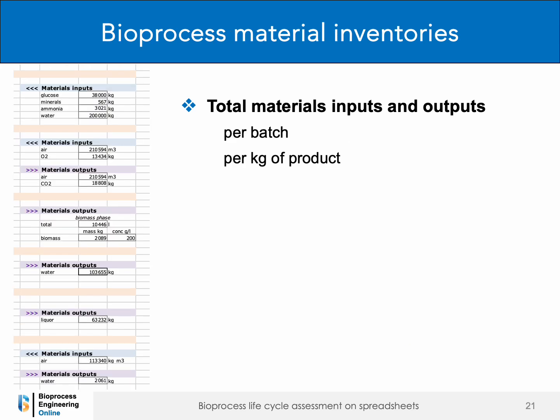Through the aggregation of mass contributions from the involved unit operations, the mass inventory spreadsheet establishes the comprehensive material inputs and outputs for the entire bioprocess. This inventory is conducted initially per batch operation and then per kilogram of generated product.